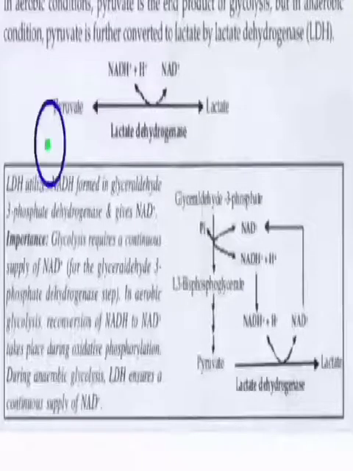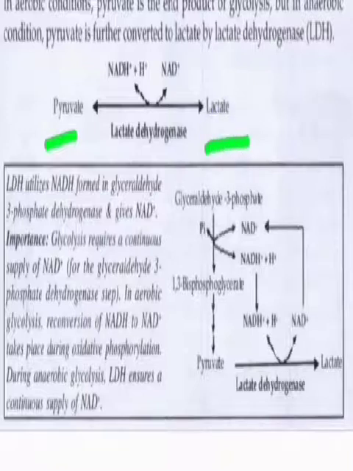In anaerobic condition, pyruvate is converted to lactate in the presence of lactate dehydrogenase. In this formation there is no formation of ATP. It uses the energy from the glyceraldehyde 3-phosphate to 1,3-bisphosphoglycerate step, in between the formation of NAD plus. It is utilized for the anaerobic condition. So there is no formation of ATP here.